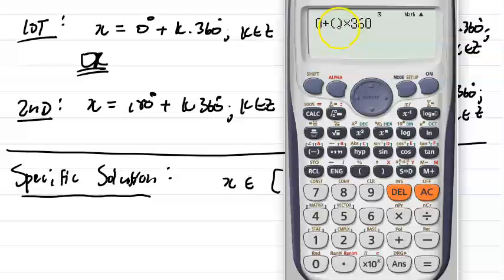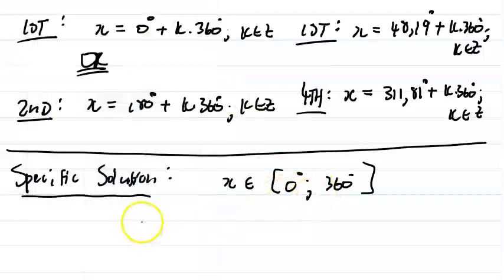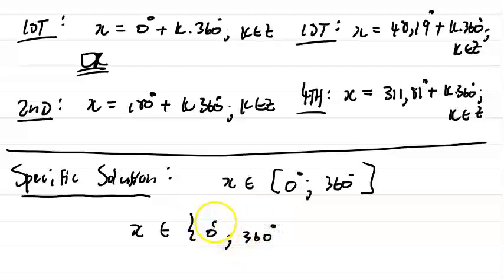See, if you put a minus 1 there, you get minus 360. Now, minus 360, as you can clearly see, does not lie in this particular domain. If you put 0 there, you'll get 0. If you put 1, you'll get 360. So there are actually two solutions here, 0 and 360. So you'll say x is an element of, open curly bracket, 0 degrees and 360 degrees. Okay, so the first one is done.